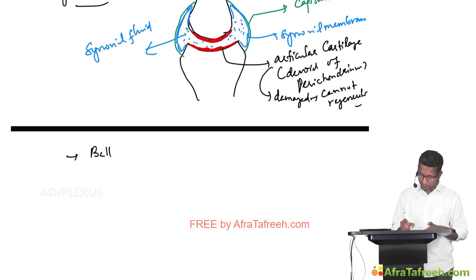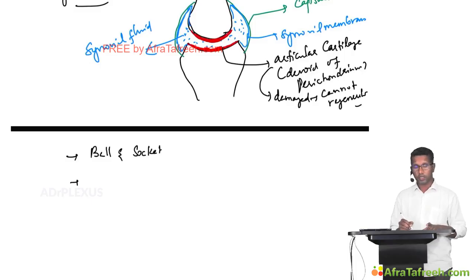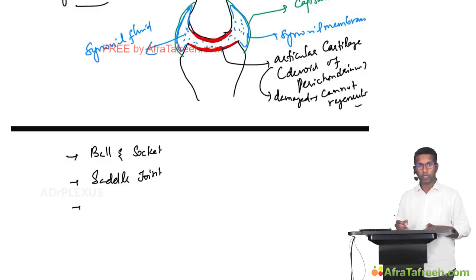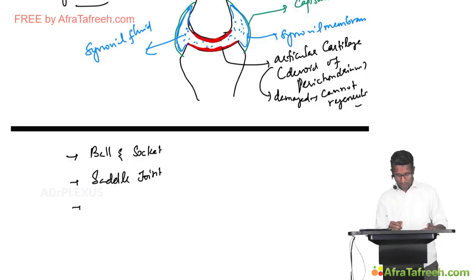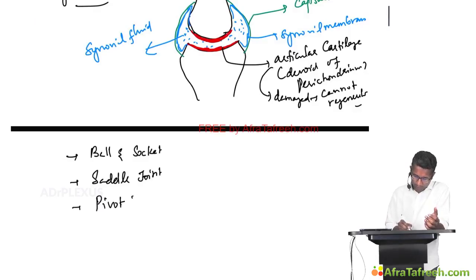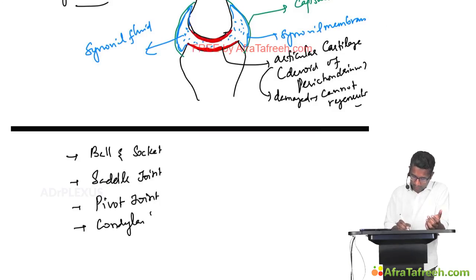Fine. So based on various types of the articulating surfaces, the synovial joints are classified into various types like ball and socket joint, or a saddle joint. We will see examples for all this when we come to each individual joint. So you have ball and socket joint, saddle joint, and you can have joints like pivot joint and condylar joints. So based on the type of the articulating surfaces, they are called by various names.